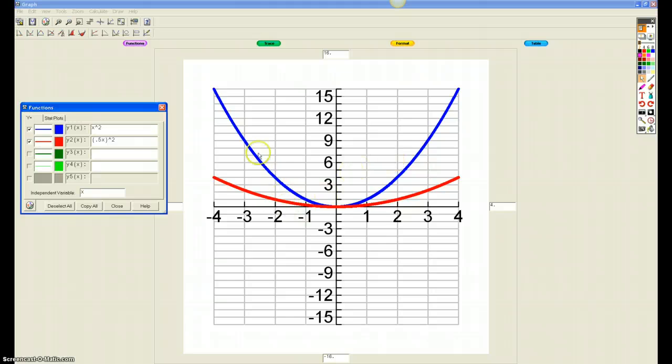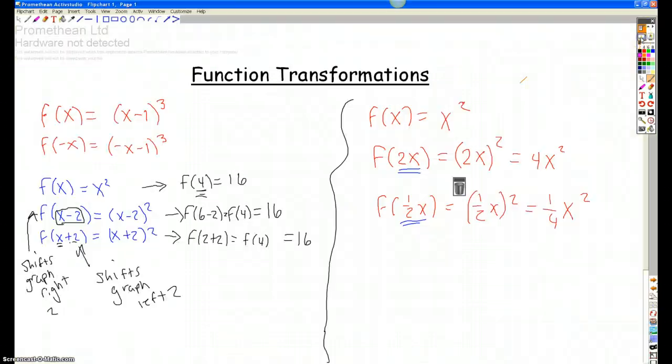All right, so to be honest, I'm not so concerned with how you describe the transformation verbally, because I think there's so much room for error, but I do want you to understand it. I'm going to leave you with this last little blurb, which I think will help you understand why this is happening. So f of x is x squared, right?